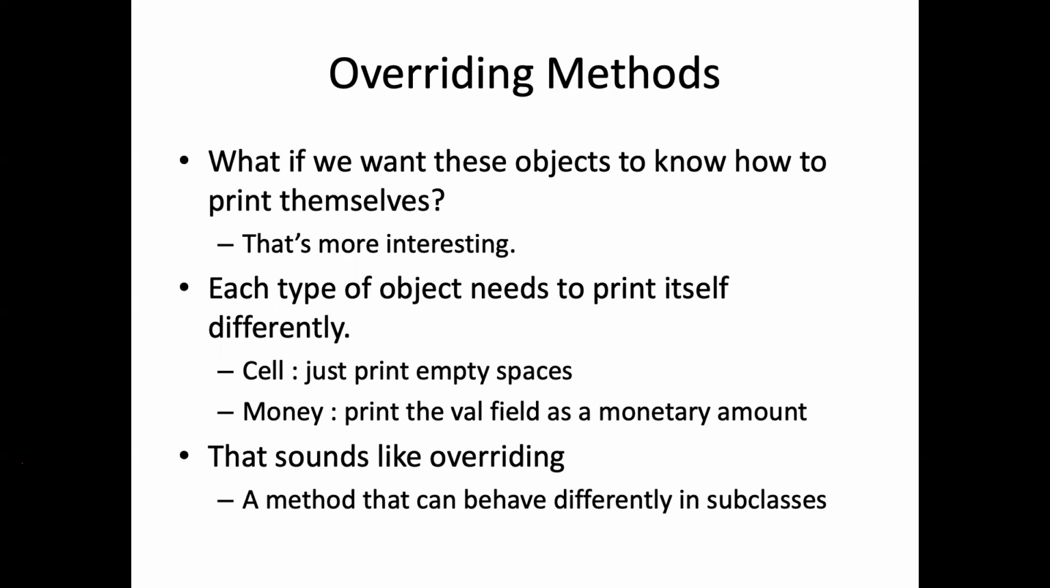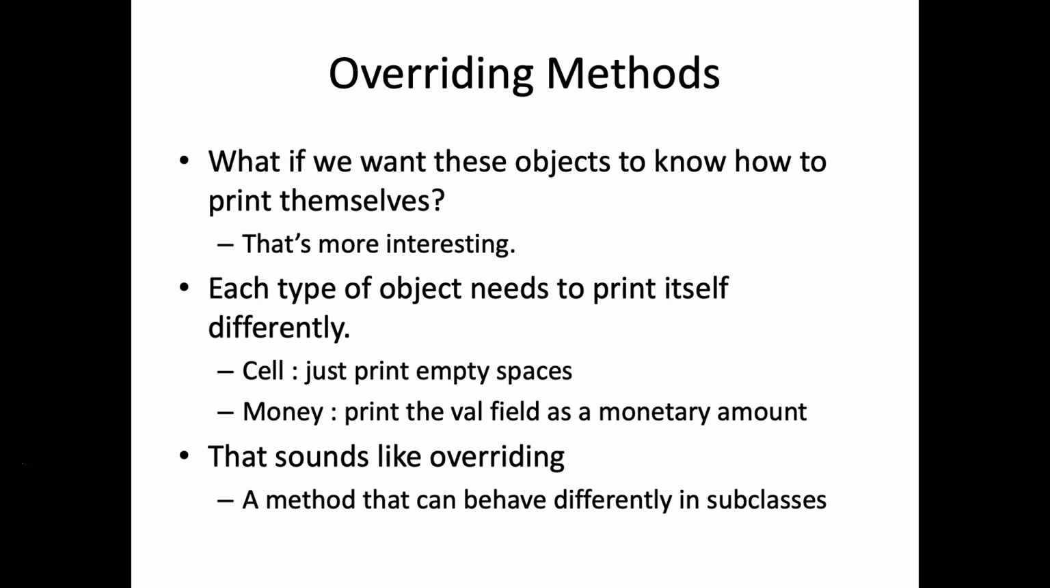Why do we want this? I probably should have motivated this with what we want to do. I guess if we wanted cells to be able to print themselves out, the right thing to print depends on the kind of cell. Let's say for the superclass, we're just going to print an empty cell. We'll just print a bunch of spaces. But for the money subclass, let's have it print out a monetary amount. It'll print out dollars and cents for that. And then if we added other types of cells later, they might need their own print methods that did the right thing for that kind of cell.